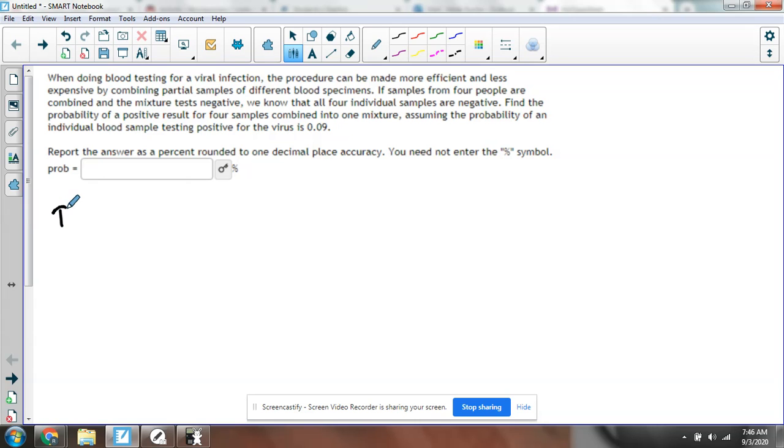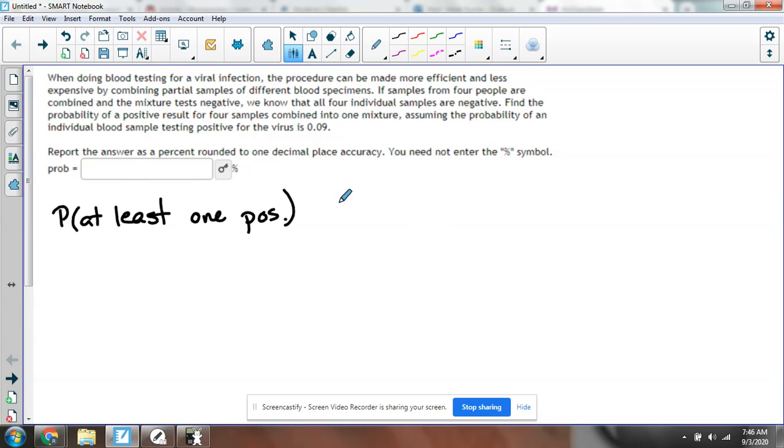If I mix 4 samples together, I'm looking for the probability of at least one positive sample. That's what I'm looking for. I want the probability that at least one of the 4 has a positive sample. That way they know to test each person individually.